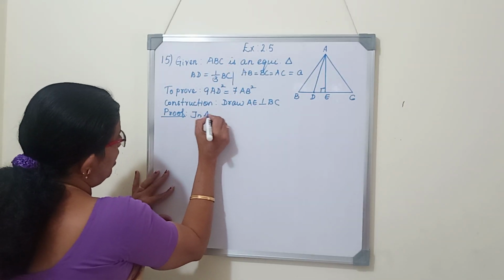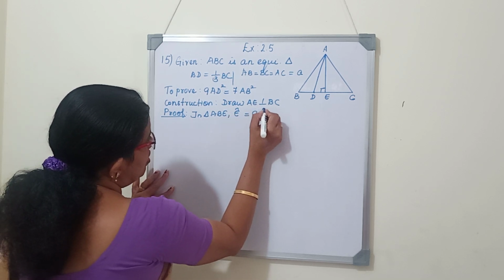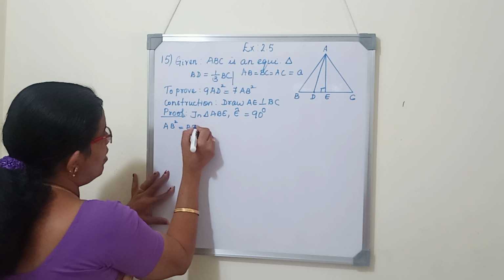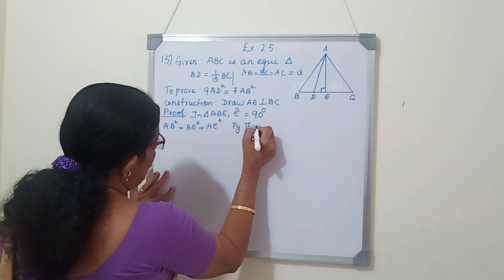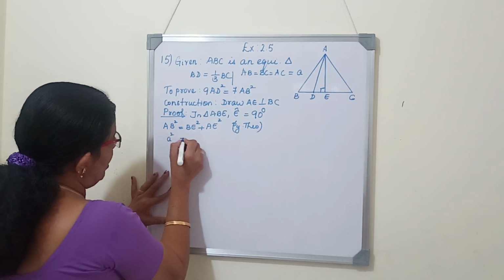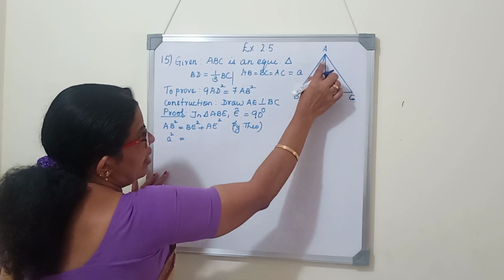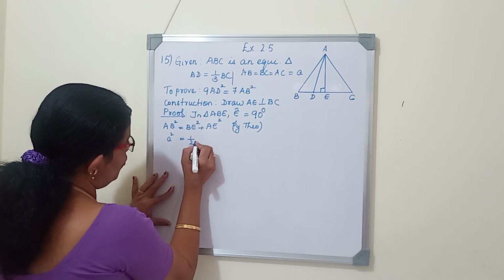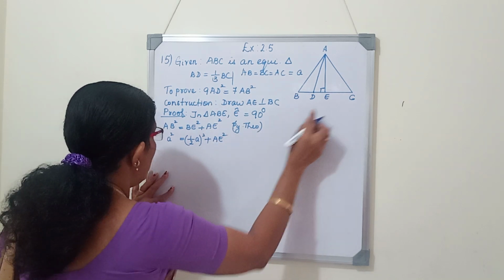In triangle ABE, angle E equals 90 degree. So we will apply Pythagoras theorem. AB square equals BE square plus AE square by Pythagoras theorem. We know that AB is side of the triangle, A. A square equals BE square plus AE square. BC is A, so BE will be half of A. As it is an equilateral triangle, the perpendicular will divide the opposite side equally. So we can write half of A, or A by 2, the whole square, plus AE square. We should find the height of this equilateral triangle.